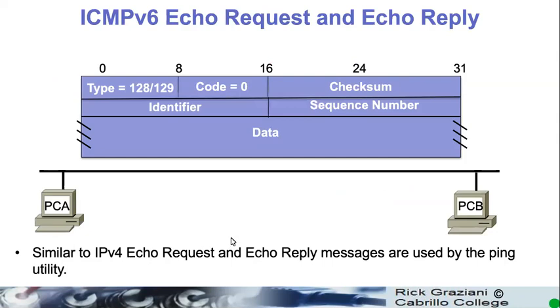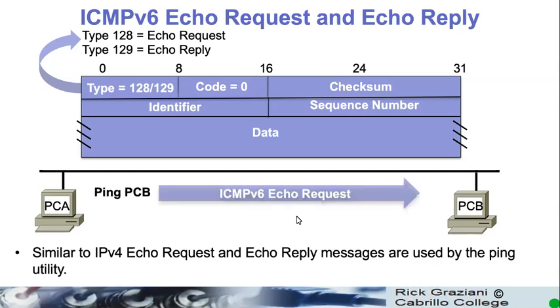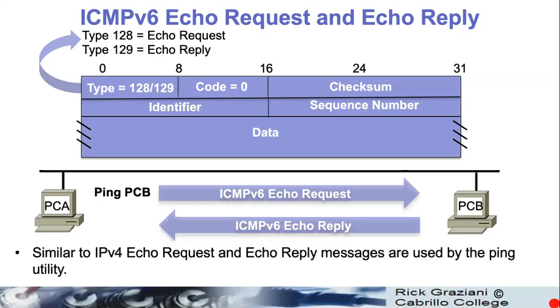Similar to IPv4, echo request and echo reply are ICMPv6 messages used by the ping utility. The type field is 128 for echo request and 129 for echo reply. The code field is always 0. So let's say PCA is pinging PCB. PCA sends an ICMP echo request, and PCB will send an ICMP echo reply.